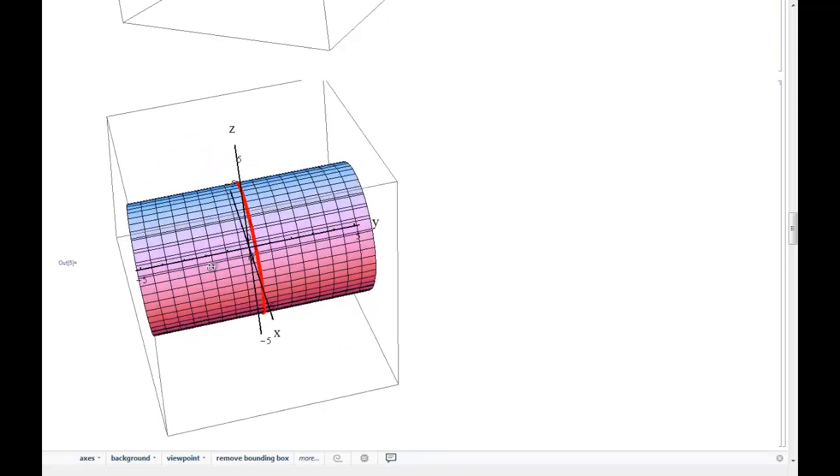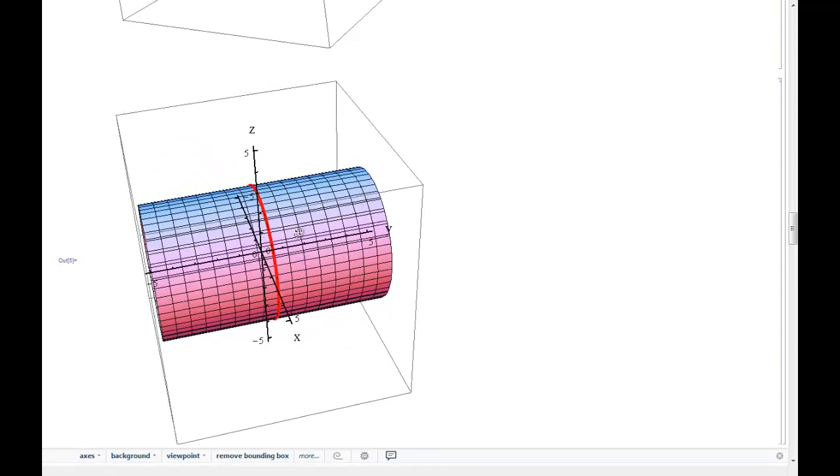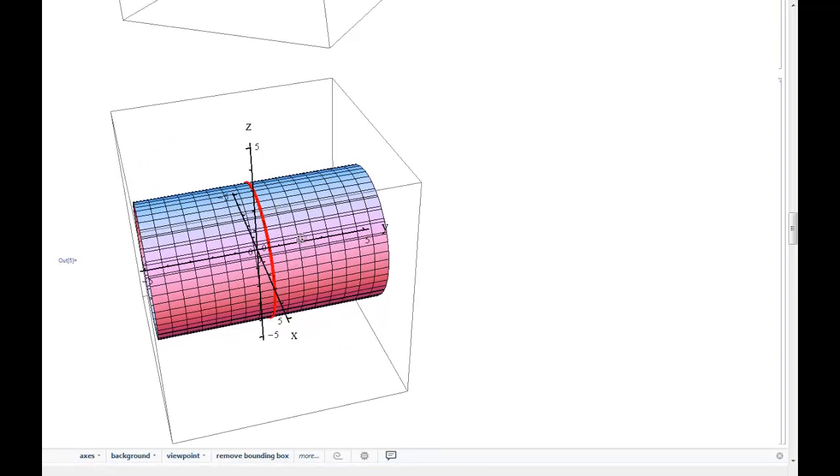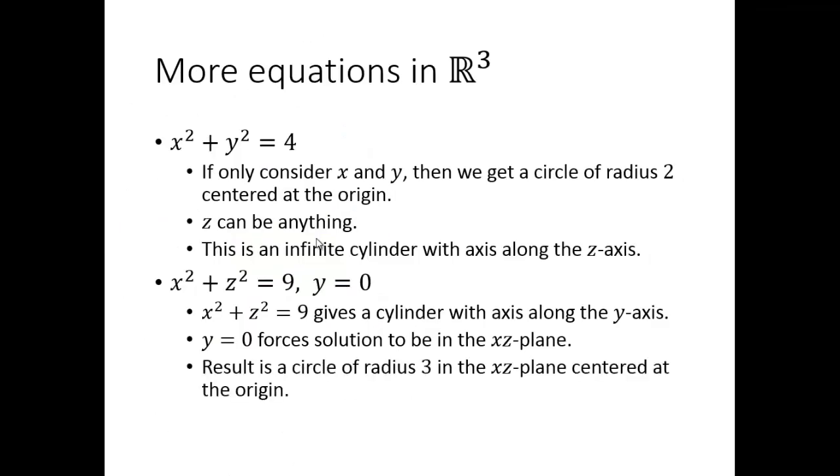You can see that's just one of the slices if you went along these lines that are circles along the cylinder. Okay, and again, we get a circle of radius 3. It's in the xz plane, that is y = 0, and centered at the origin. Okay, that's it for equations in R3.